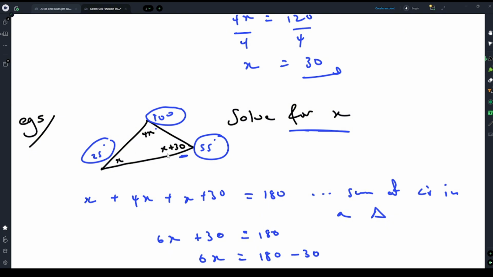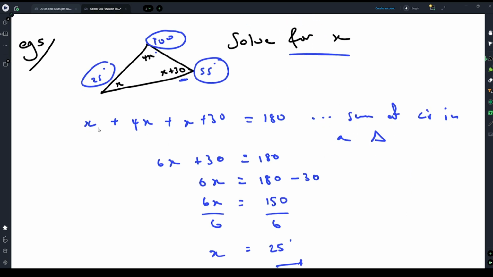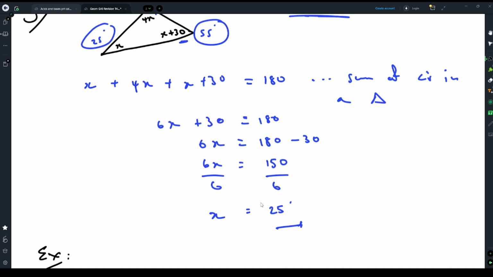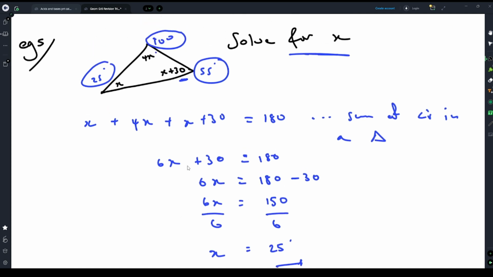So when we add these three angles together, x plus 4x plus x plus 30, it must equal 180 degrees, sum of angles in a triangle. Adding our like terms, we have x plus 4x plus x gives me 6x plus 30. Take the 30 across, 6x is equal to 180 minus 30, which is 150. Divide both sides by 6, and so x will equal 25. Now you notice that I also filled in the values here alongside the triangle, 25, 100, 55.